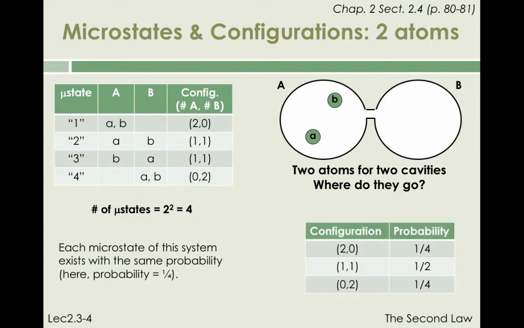We conclude from this study that placing two particles in two containers leads to 4, that is 2 to the power 2, microstates, and 3 configurations. We also concluded that the most probable configuration of the system, 1,1, is twice more likely than the least probable configuration, 0,2 or 2,0.